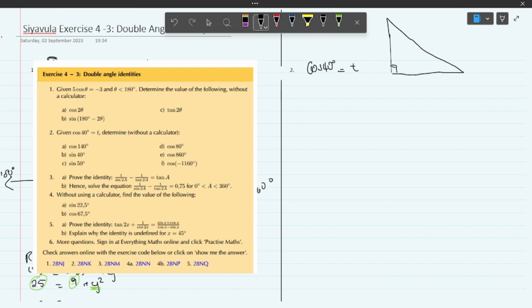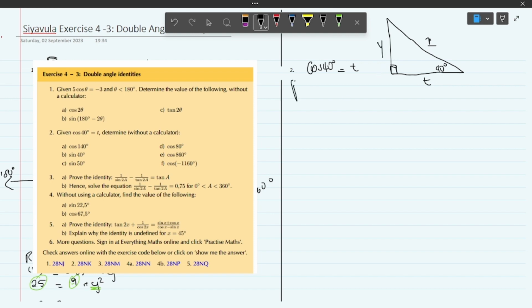So the horizontal side is going to be perpendicular to the vertical, and we're going to name this angle 40 degrees. Then this is going to be cos, so it's going to be t. If it's cos 40 degrees, it's going to be t. Then that means the hypotenuse is 1, and the opposite side is unknown.